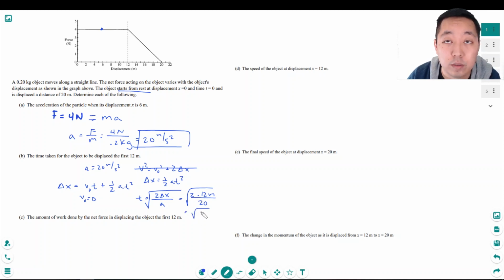24 over 20 divided by 4 is 6 over 5. We'll say the square root of 6/5. I don't have my calculator, so I'm not going to deal with that. Next: the amount of work done by the net force.